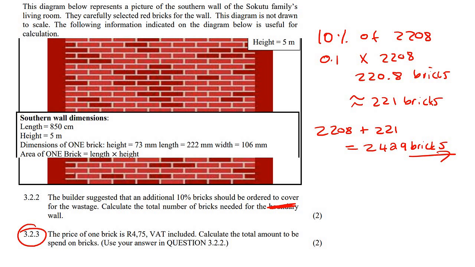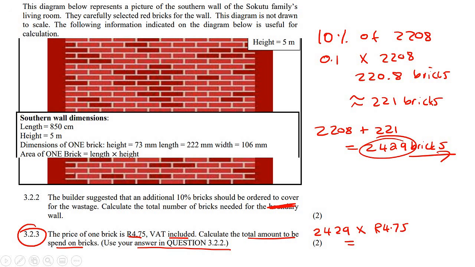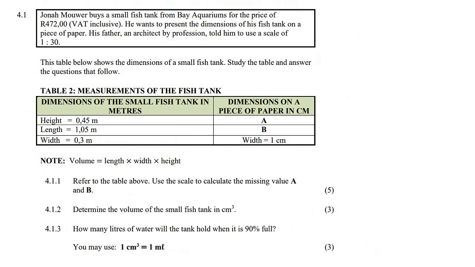Okay, this question says, the price of one brick is 4 Rand 75, VAT included. Calculate the total amount to be spent on bricks. Use your answer from question 3.2.2. Okay, this one's easy. So we know that we're going to order 2,429 bricks. Each brick is going to be 4 Rand 75. So if we go ahead and calculate this, that'll be 11,537 and 75 cents. Whoops, that's a 7.